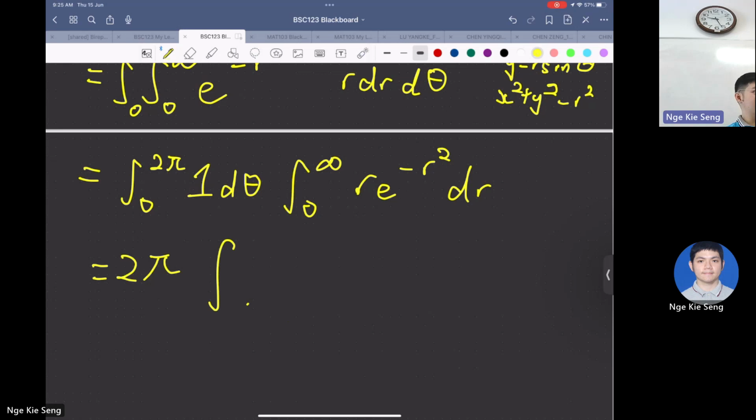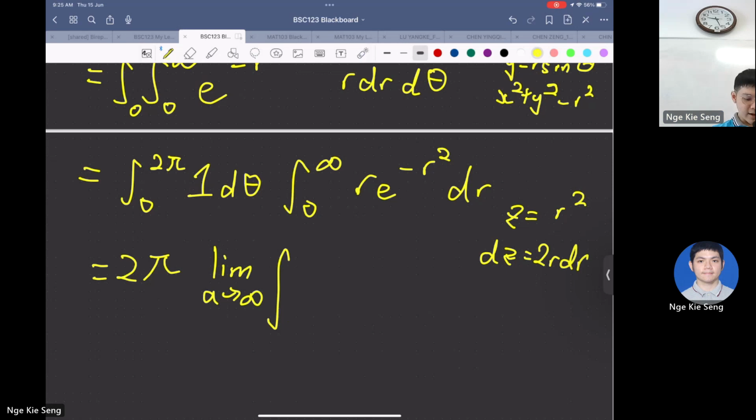You do integration by substitution. What to do? z equals r squared, dz equals 2r dr, and then you can substitute it in. So what do you get? Infinity squared. So maybe we make it an improper integral first. So it becomes the integral from 0 to a squared of e to the minus z divided by 2 dz.